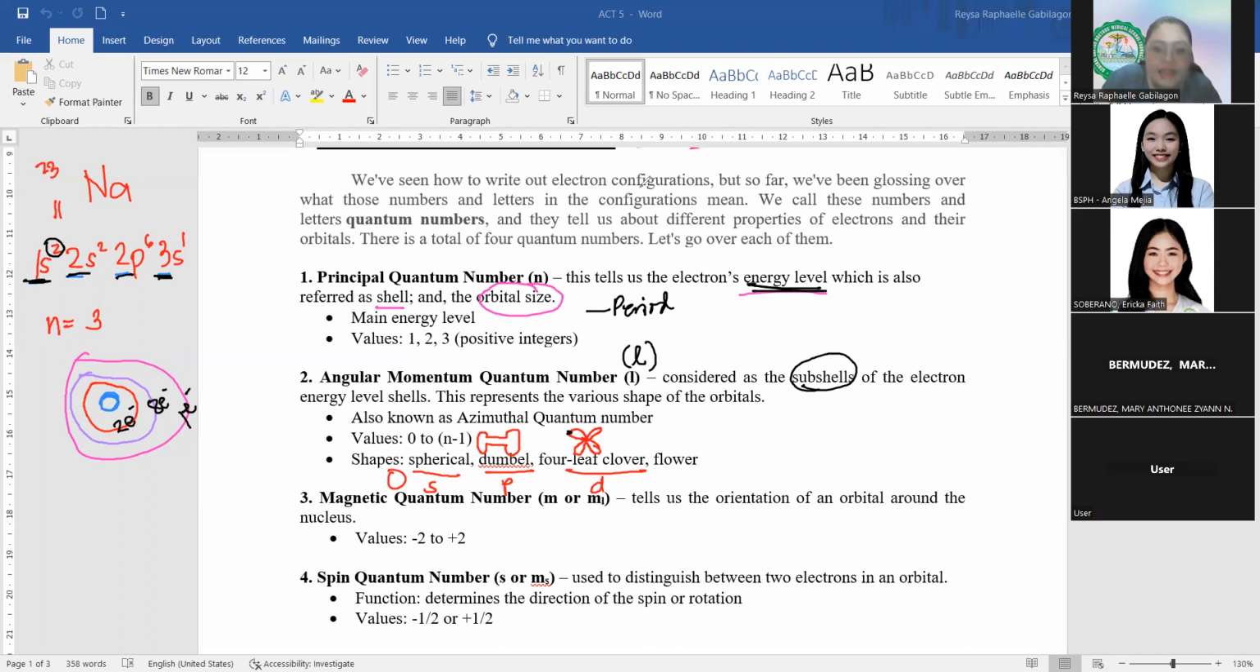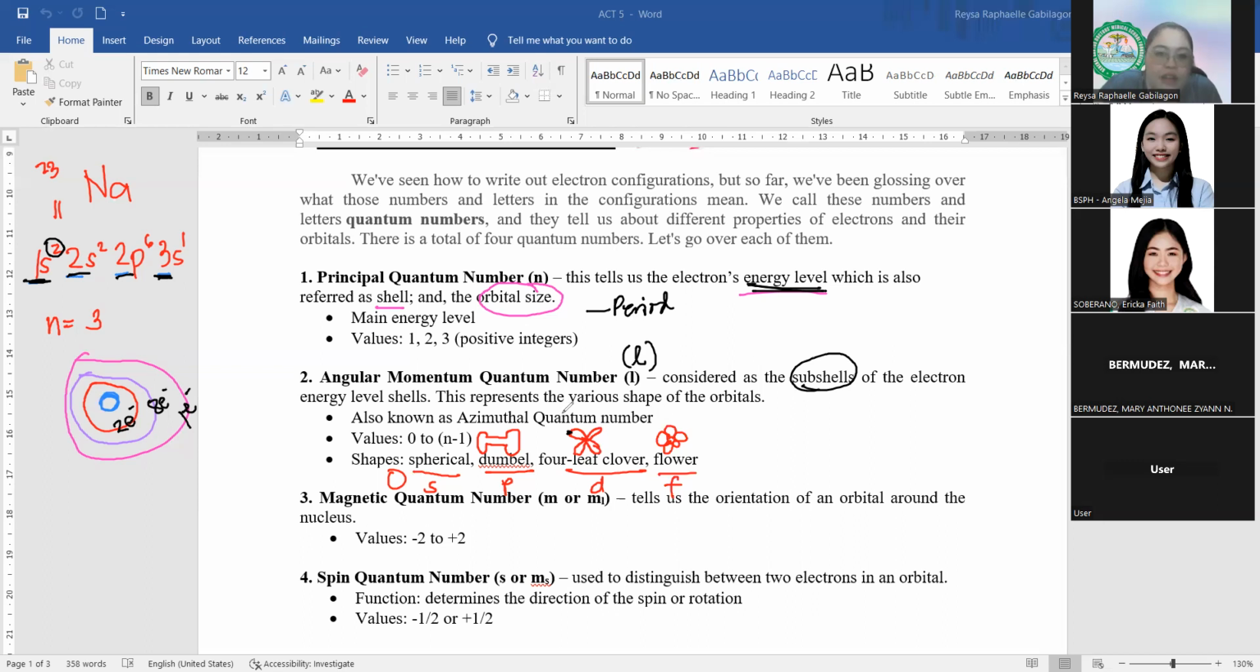Okay? And then lastly is a flower. This is naman for the F subshell. It's a flower. I don't know how to make a flower though. Ana lang ko mag-drawing of flower class. Pero it's like a flower ang shape ng orbital for the F subshell. So yan yung nire-represent na angular or azimuthal quantum number.